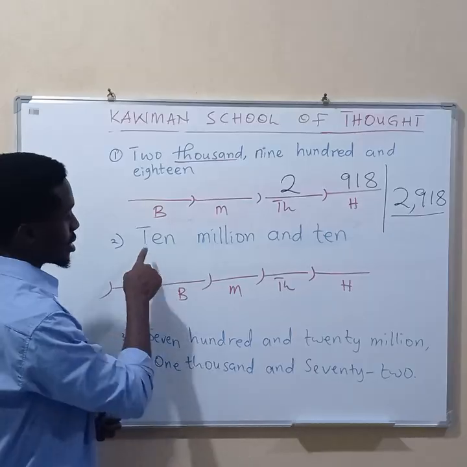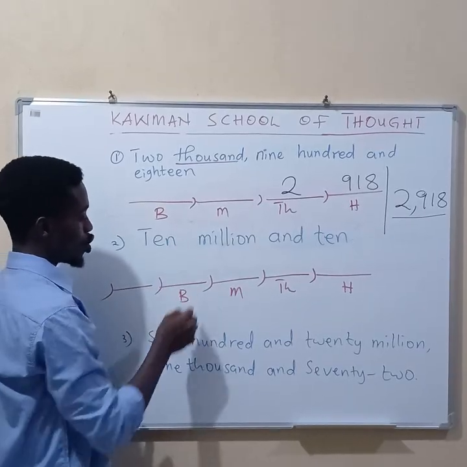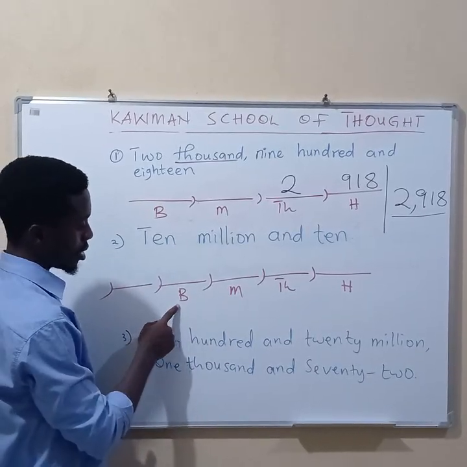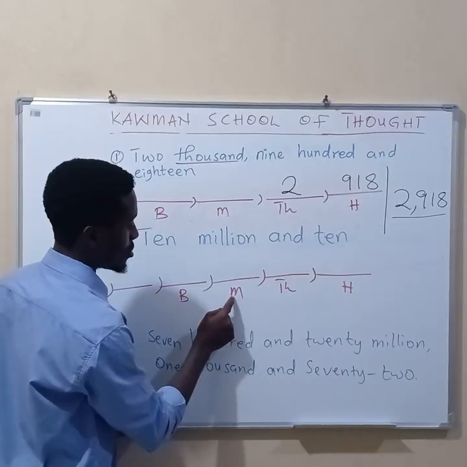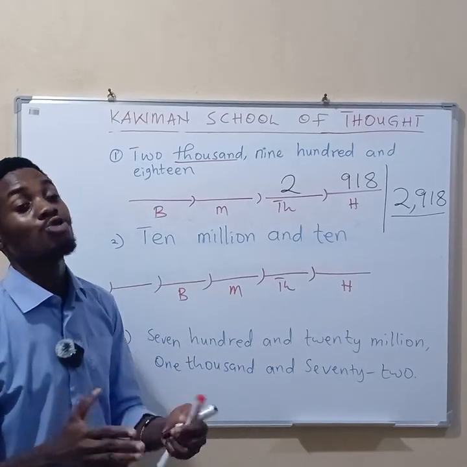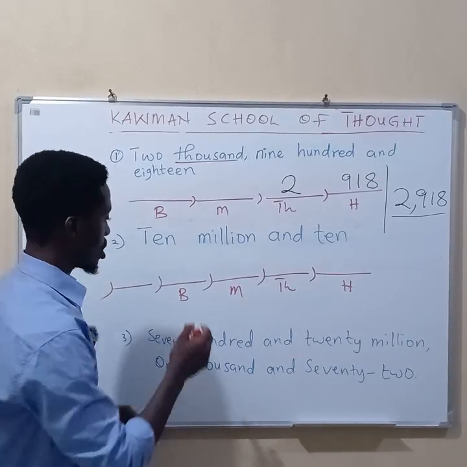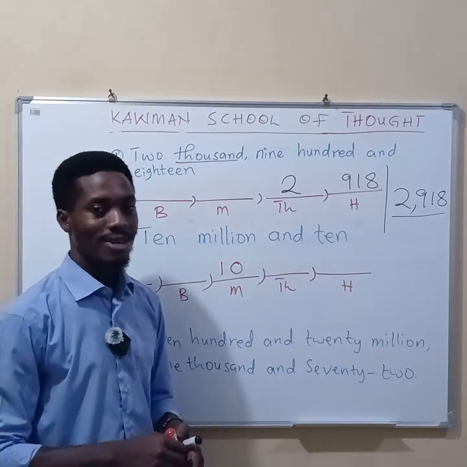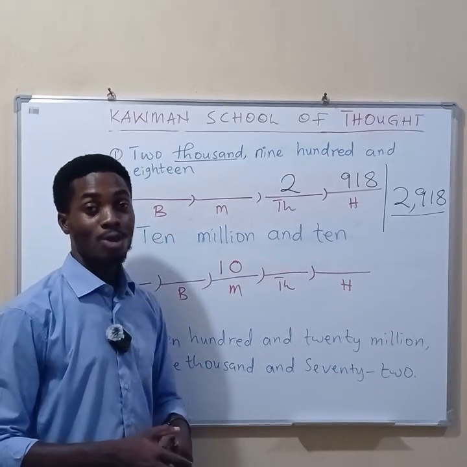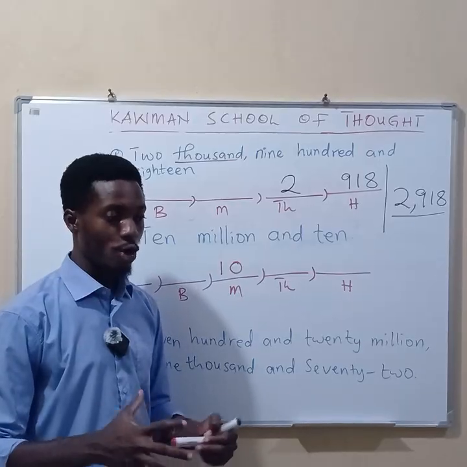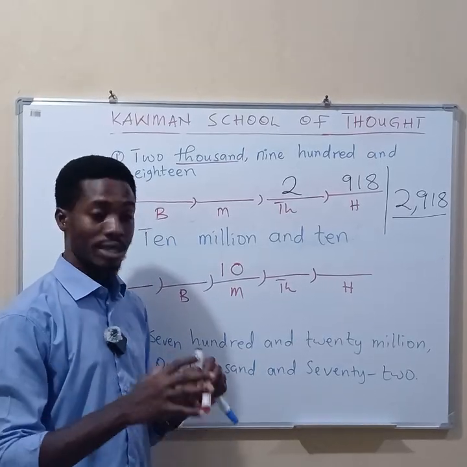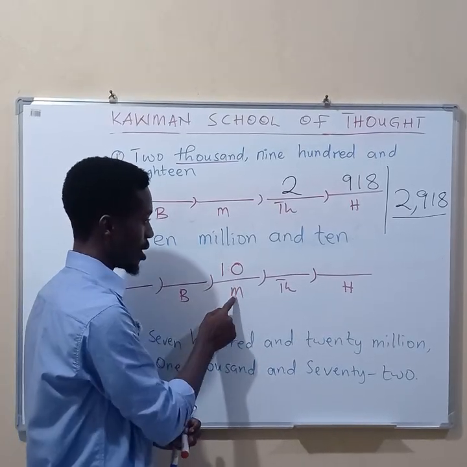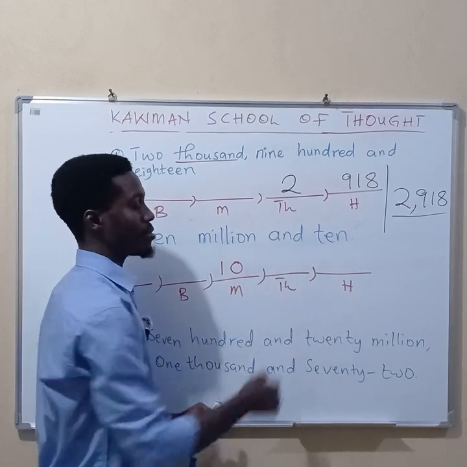10 million. So where is our million? This is billion, this thousand, this hundreds, but this is million. So 10 million. Don't you know how to write 10? So 10. See? I understand. This is what we do as Common School of Thought. So we break very complex things for you to understand in a simple form. So 10 million and 10.